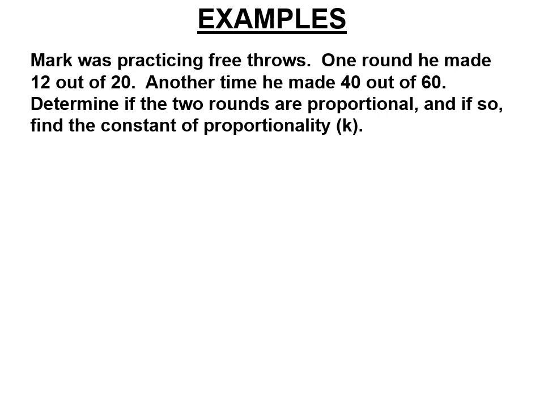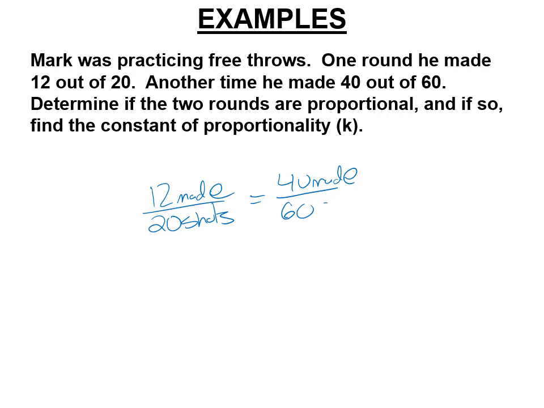Mark was practicing free throws. One round, he made 12 out of 20. So he made 12 out of 20 shots, let's say. Another time, he made 40 out of 60 shots. Determine if the 2 rounds are proportional, and if so, find the constant of proportionality.